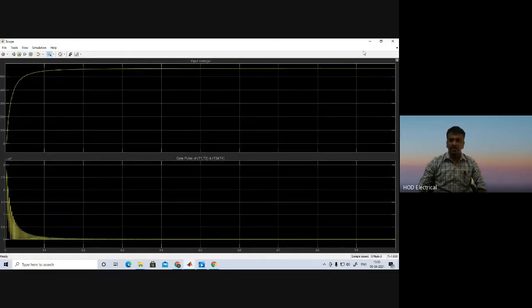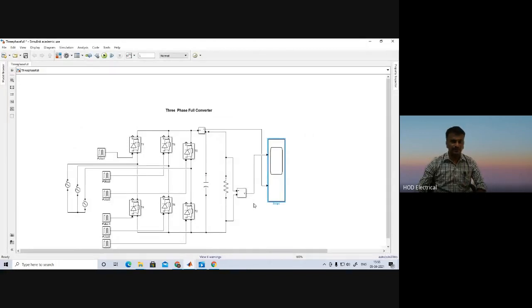Moreover, this will conclude that for the single phase full converter we need a high capacitor value, but for the three-phase full converter we need a lower capacitor value. This is the conclusion. The reason is the ripple frequency is 6 times, so the capacitor charging and discharging will take place fast in the three-phase case. At the same time, single phase has only 2 pulses per cycle. That is why we need more capacitor there, and in this case we need less capacitor.